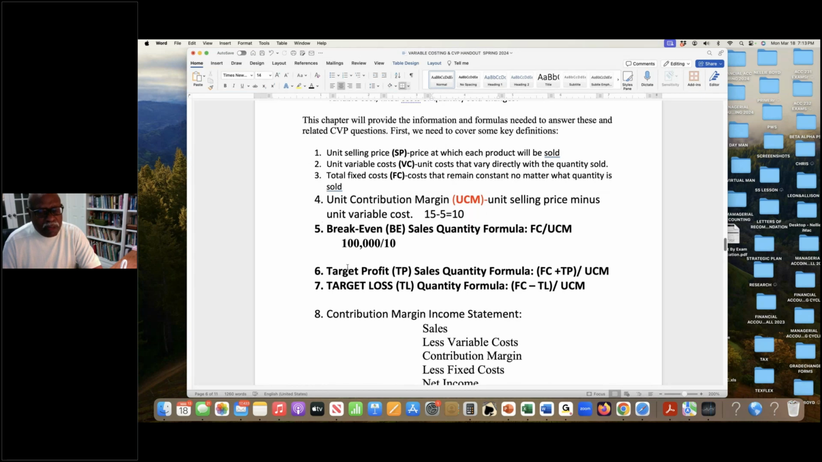review and realize you've got to memorize 5, 6, and 7. You've got to memorize these formulas. 5 tells you the formula for break even. 6 tells you the formula if you've got to make a certain amount of money, say $1 million. 7 tells you what the target loss is. Of course, we will go over all of this next time, but your starting point is to memorize these formulas.